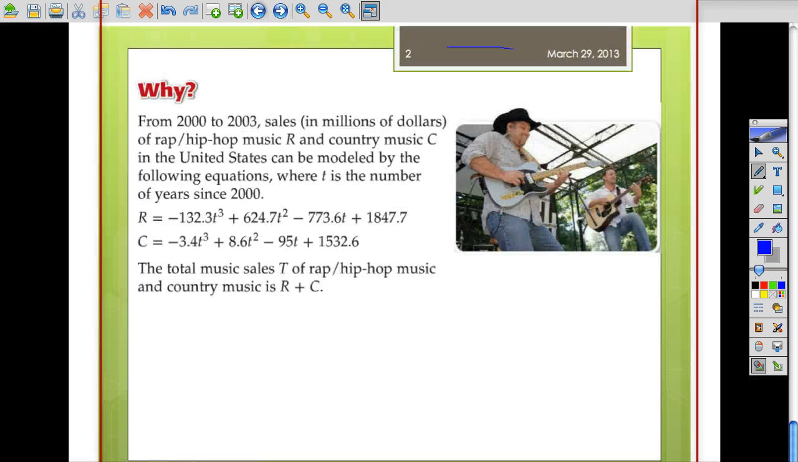Alright, from 2000 to 2003, sales in millions of dollars in rap/hip-hop music R and country music C in the United States can be modeled by the following equations, where T is the number of years since 2000. So you have R here, and you have C here. The total music sales T of rap, hip-hop music, and country music is R plus C. So when you have situations like this and equations where you have to add these polynomials, we'll learn how to do that in this section.